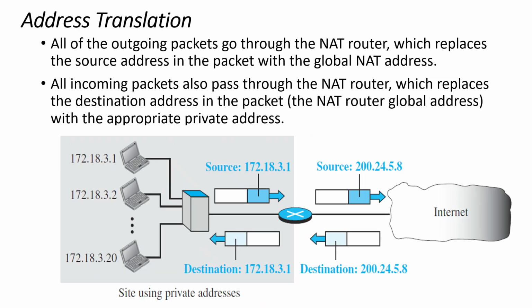Address translation. All of the outgoing packets go through the NAT router, which replaces the source address in the packet with the global NAT address. All incoming packets also pass through the NAT router, which replaces the destination address in the packet with the appropriate private address. So this is how the private addresses can be replaced by a public address. Similarly, the public address will be replaced by a private address. This is the scenario given in this figure.